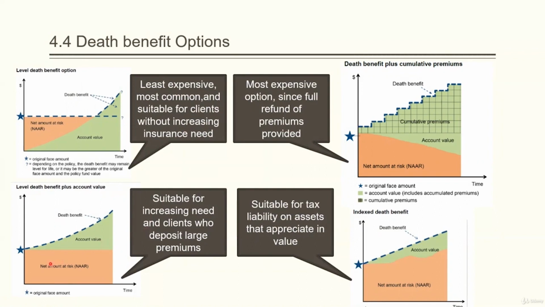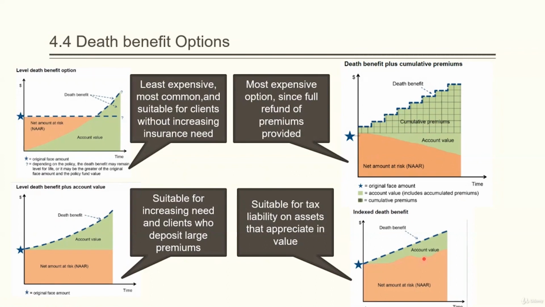This one is if the client says, no, I want my family to get the net amount at risk, which is like 300,000 plus whatever is in the account value. So this is suitable for those clients who have an increasing need and clients who deposit a large premium. For them, this is suitable. This is the most expensive option, where there is a death benefit plus cumulative premium. Whatever the client is putting in as premiums every year, that is adding up. And when the client dies, the family will get the face amount, plus they will also get the premiums. So that is this option here.